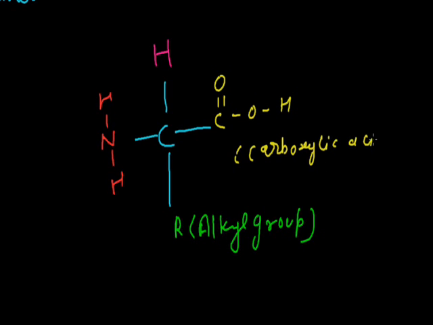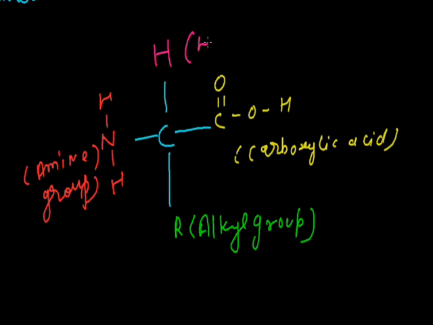Carboxylic acid group. This is the amine group, and this is hydrogen. So this is the basic structure of an amino acid. If I discuss this amino acid structure, this is the structure of an amino acid.